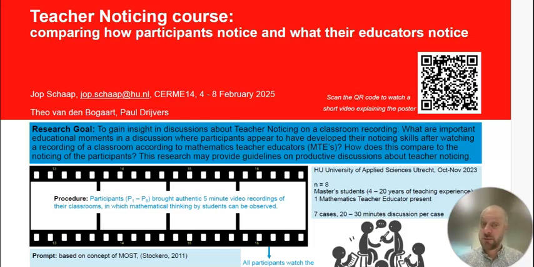My name is Job Schaap and I work at a University of Applied Sciences. Our master students are teachers of mathematics who are in service and they have a teaching experience ranging from 4 to 20 years. They study in order to teach the highest grades in secondary education, K11 or 12 if you may. As part of that course, they learn about teacher noticing.